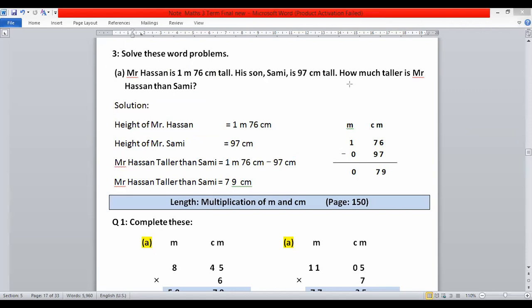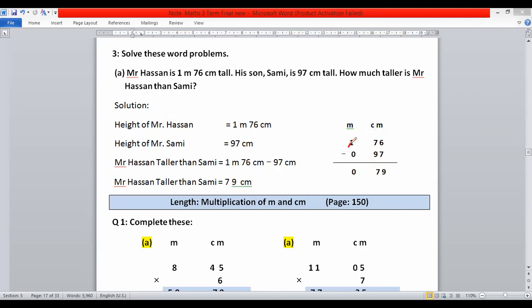Now subtract. Here take 1, you get 6, and here replace 6 by 16. 10 plus 6, 16. 16 minus 7, 9. Here take 1 meter from this and you get here 16. 16 minus 9, 7. So, and 0 minus 0, here 0. So 79. It means Mr. Hassan is 79 centimeter taller than Sami. So you have to write 79 centimeter here.